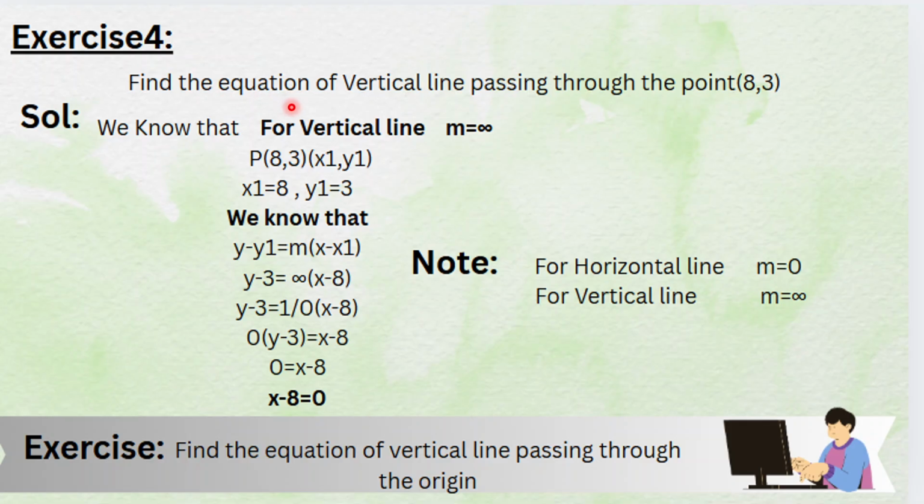Now in the fourth example, we are asked to find the equation of the vertical line which is passing through the point 8 and 3. In this case, we are given the point and we are not given the slope, but we are told that it is a vertical line. Here I have mentioned the slope of a vertical line is always infinity.